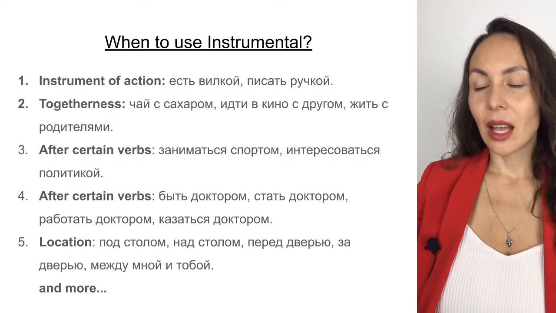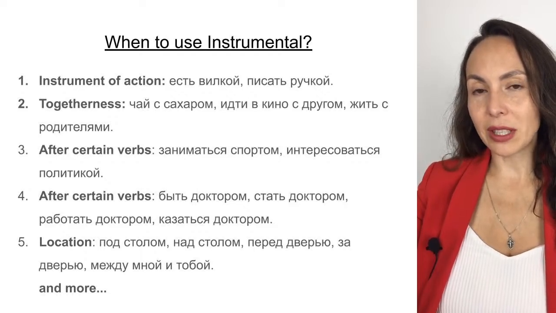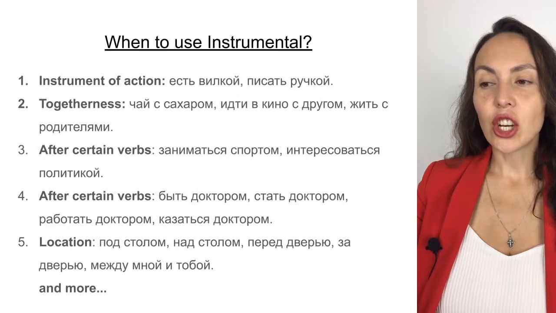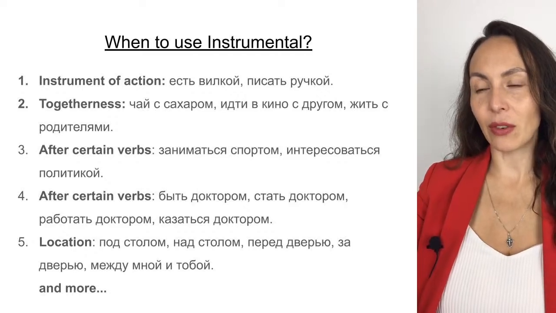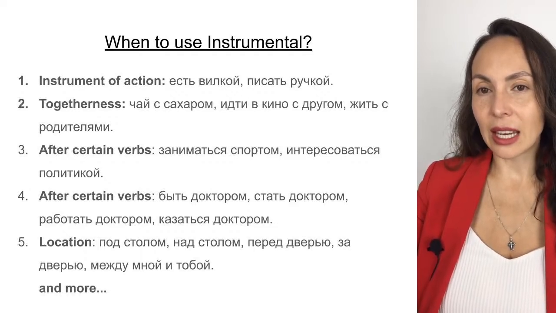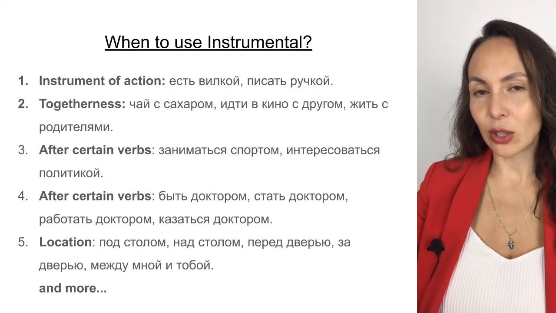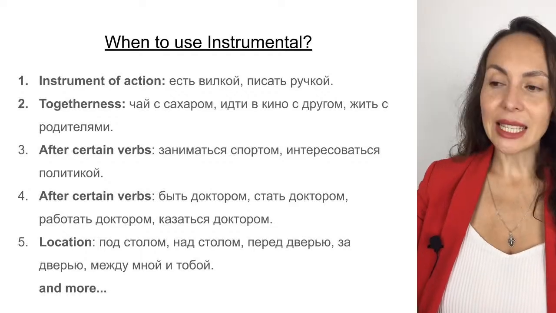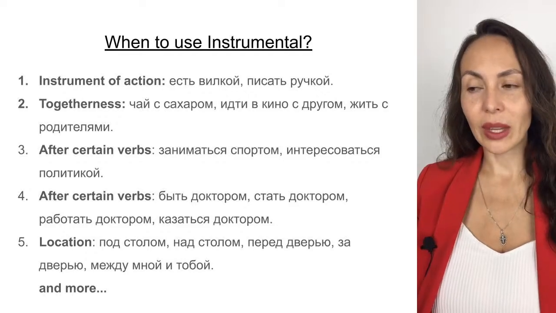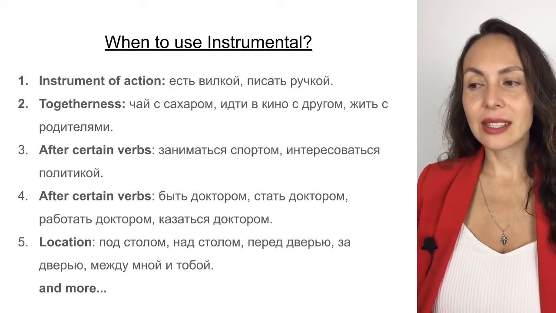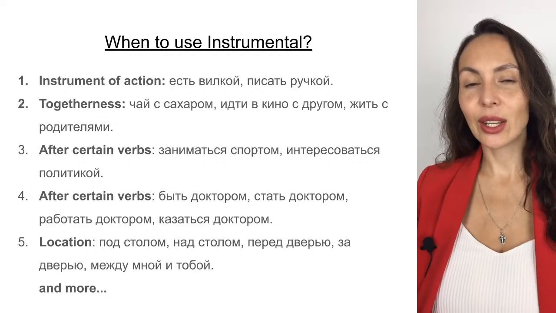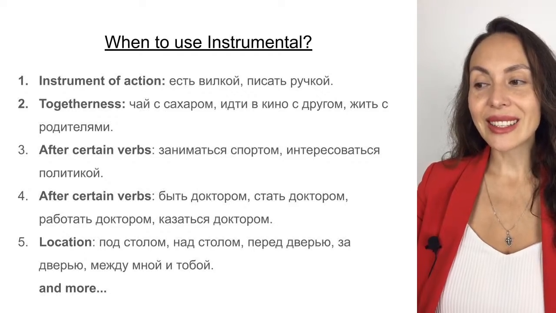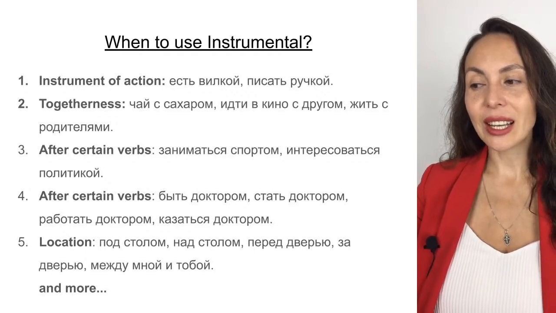Togetherness. When something goes together with something else or somebody else. Чай с сахаром. This is my favorite example and it stays forever in the students' heads, I think. Идти в кино с другом. Here, с сахаром, с другом will be the instrumental forms. Жить с родителями.